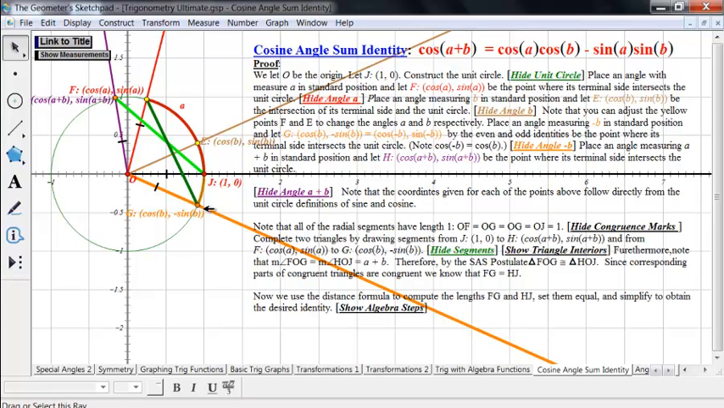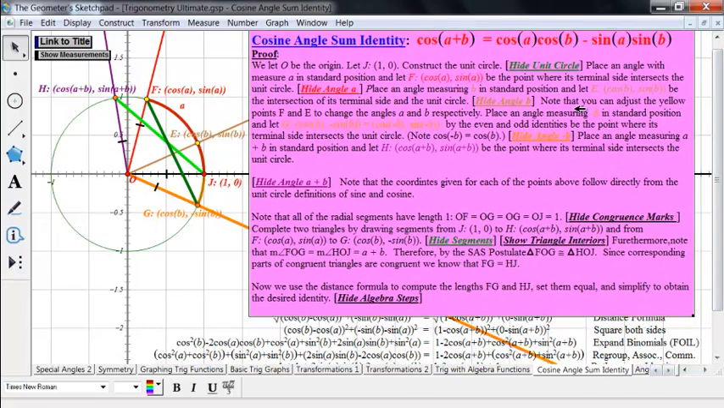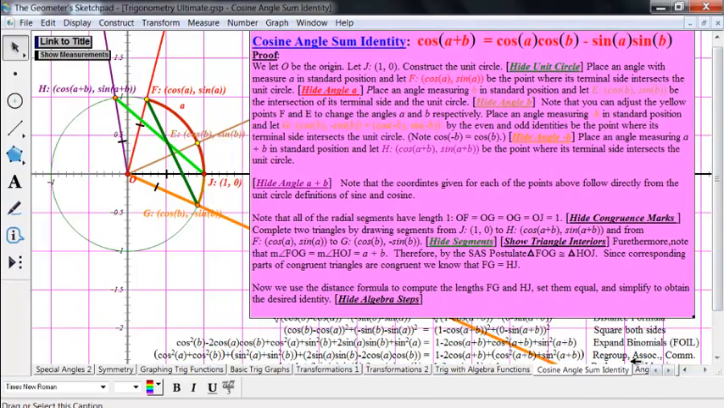Now we're going to get to some algebra. We also know that we have coordinates for all of these points. So this is the coordinate for F, here's the coordinate for H, and here's the coordinate for E and G. And so we can use the distance formula to compute these distances, and we know that they have to be equal to each other. So we've got several steps of algebra to work through here.